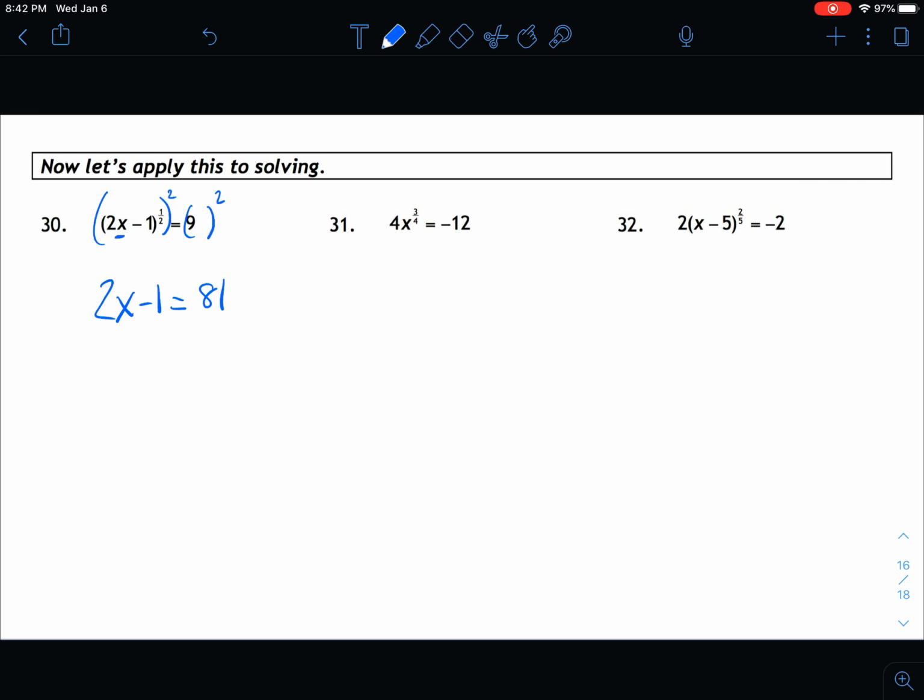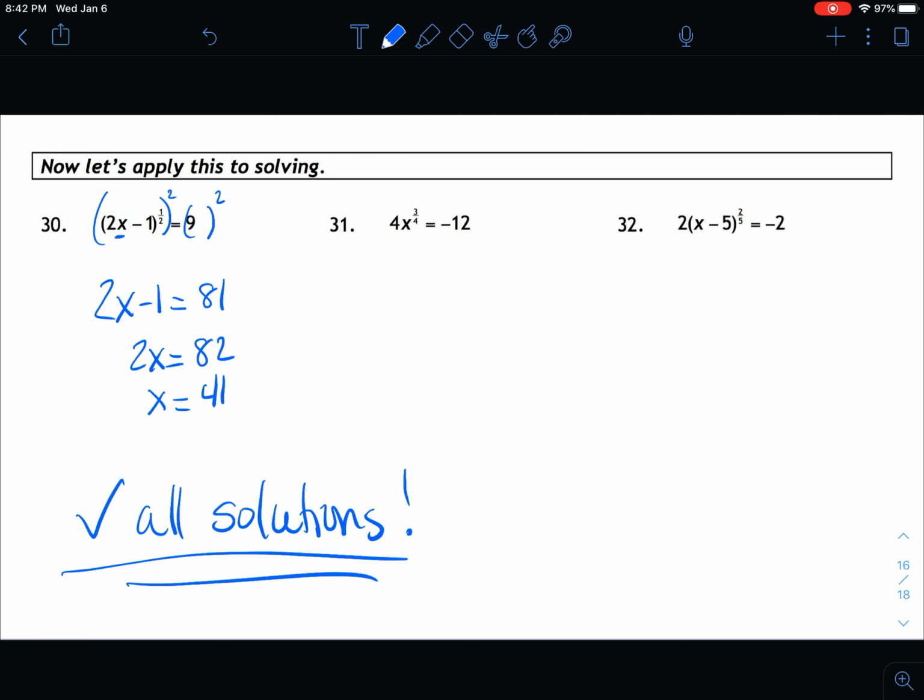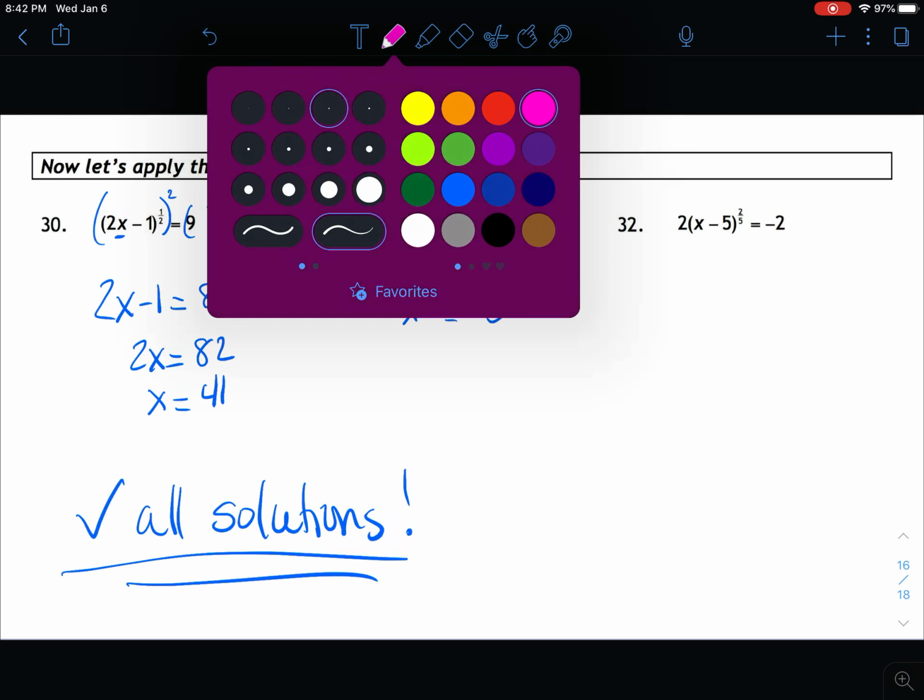And now we're back to just a regular 2-step equation. We add 1 to both sides, we divide by 2, and we have our solution. Check all solutions. Make sure you at least mentally plug that in. Look for extraneous solutions. This second one, I want to isolate the variable as much as possible. So I definitely want to divide by 4 before I start messing with these exponents.